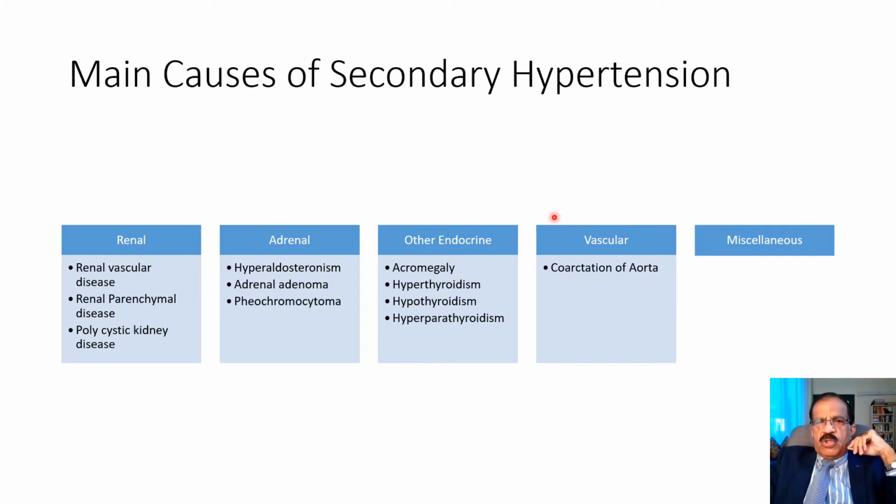Then vascular causes, there are two main conditions. One is coarctation of aorta. Renal artery stenosis may also be counted here, though I have counted it under kidney. Then some miscellaneous causes, there are actually long lists, and I will not be able to go through the entire list. Obstructive sleep apnea can be counted here.